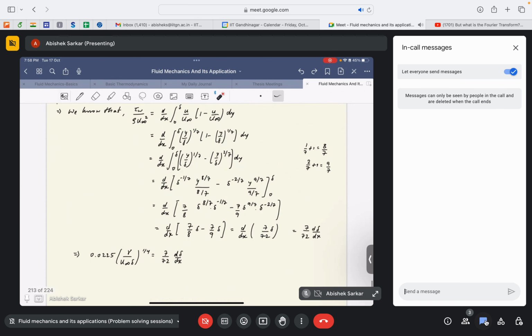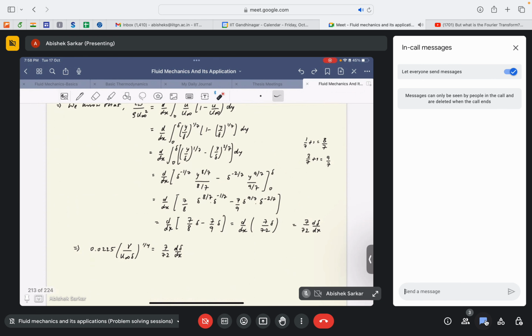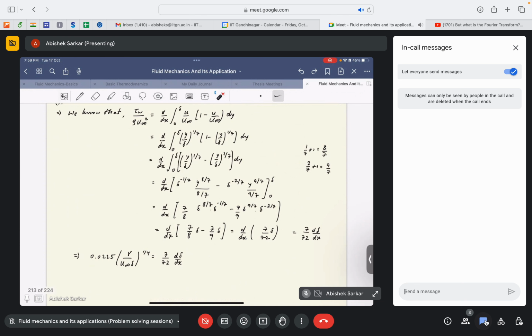So keeping that in mind, this integration gives that tau wall by rho u infinity square would be equal to 7 by 72 d delta by dx. See, it's not difficult, just simple integration. Do that and you get this expression. You can cross check the integration also once you get the notes, so that you can check whether there is a mistake or not.